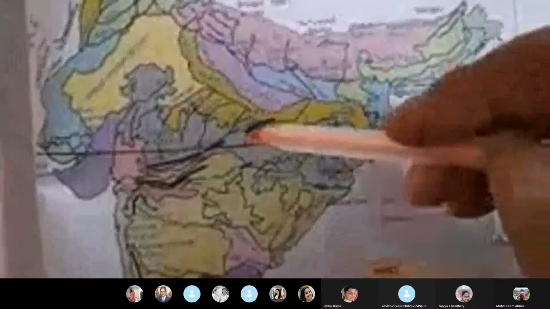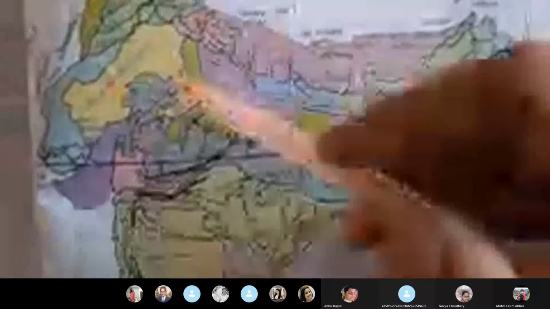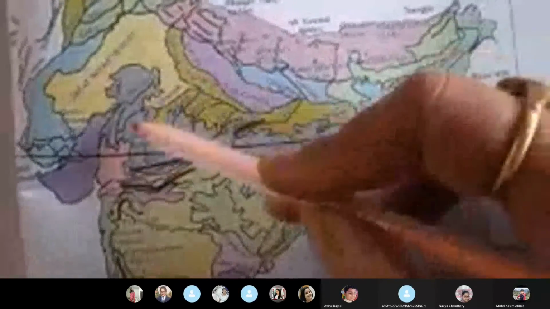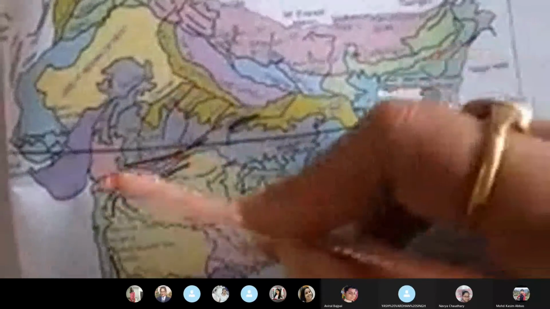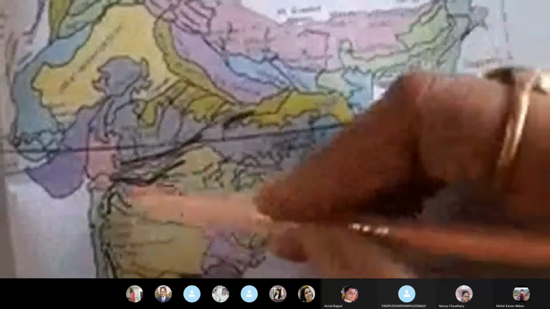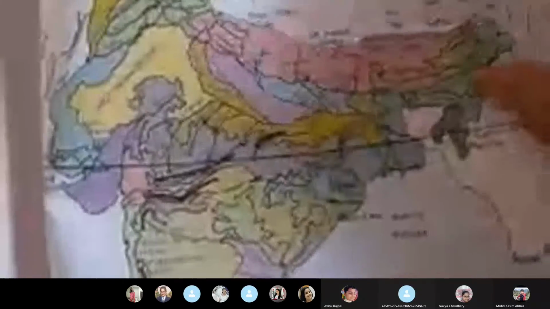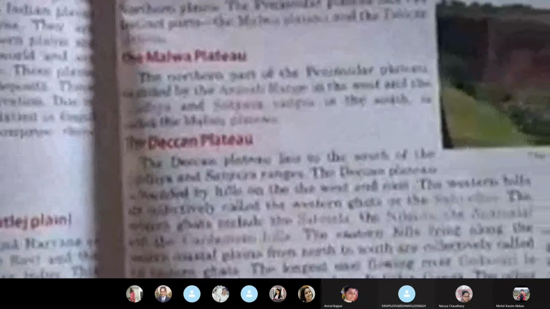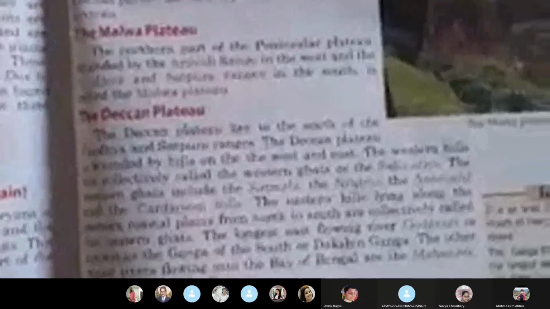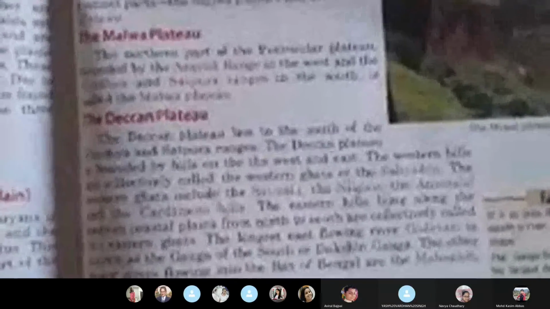Now, Plateau region has been divided into two parts. One is the Malwa Plateau region, this region above the Narmada River, and then this region is called the Deccan Plateau region. Okay, so let us read about the Malwa Plateau. The Malwa Plateau, the northern part of the Peninsula Plateau, bounded by the Aravalli ranges in the west and the Vindhya and Satpura ranges in the south, is called the Malwa Plateau. Please know the location and the hills.